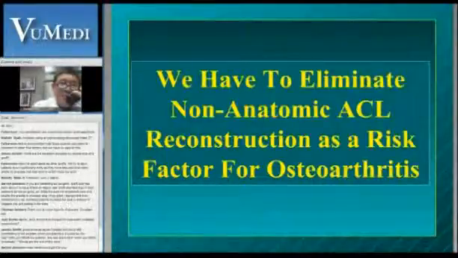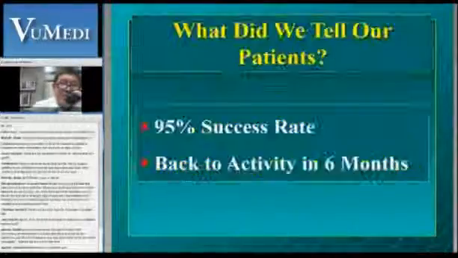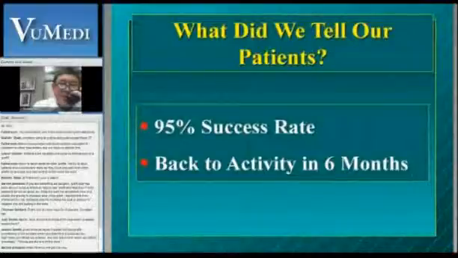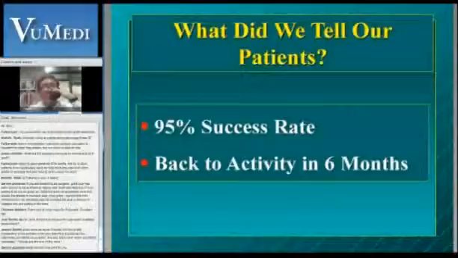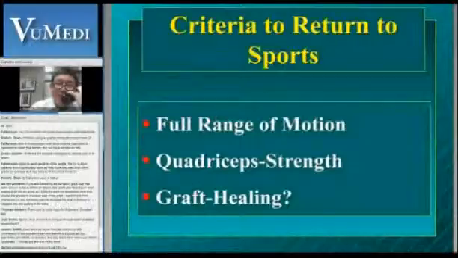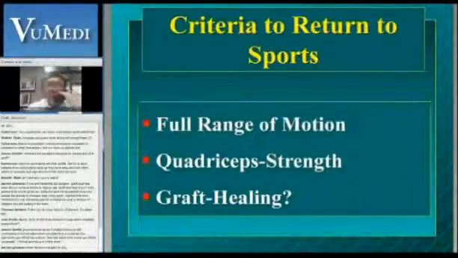Now, what do we tell patients? We tell patients that you'll be back in 6 months, and you'll have a 95% success rate. And I really want to challenge this concept. The criteria to return to sport is range of motion and strength, but never graft healing. So essentially, in 6 months, go back to sport.